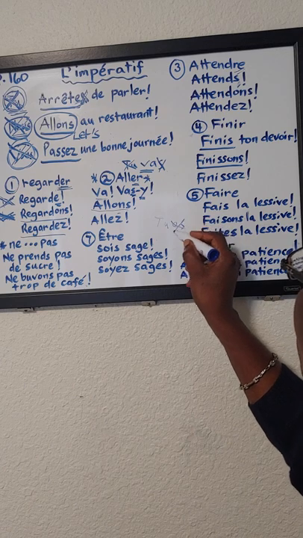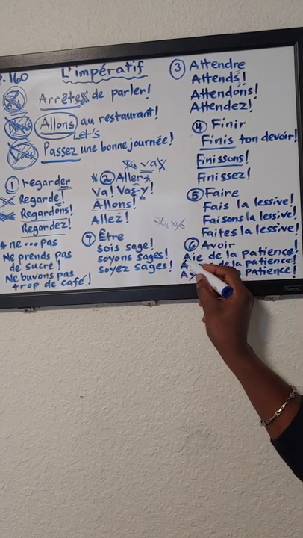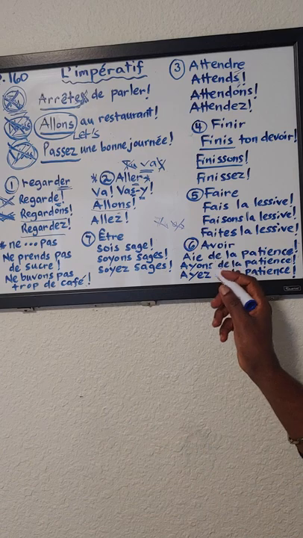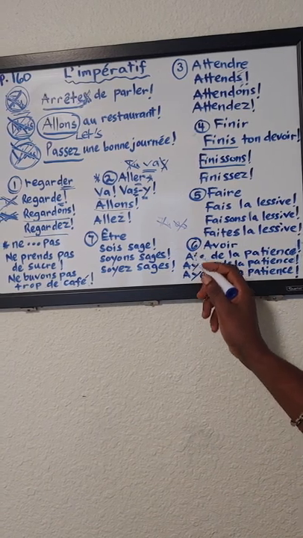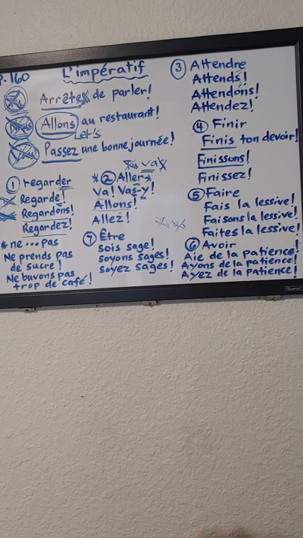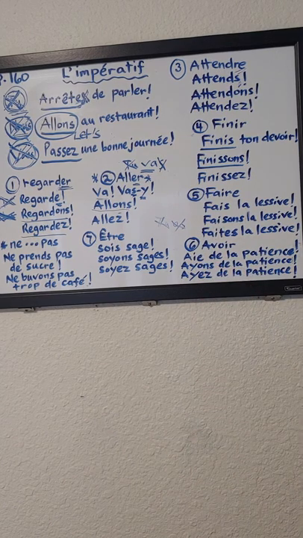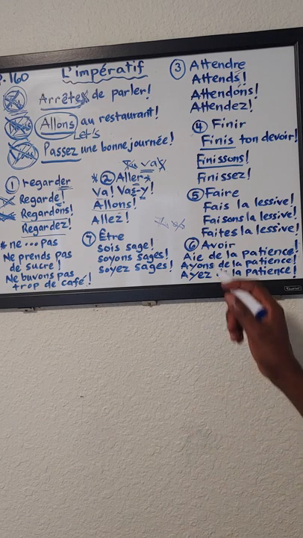As. But we don't use the verb form a here, right? We use this irregular form, a-i-e, right? Aie. So it's irregular.